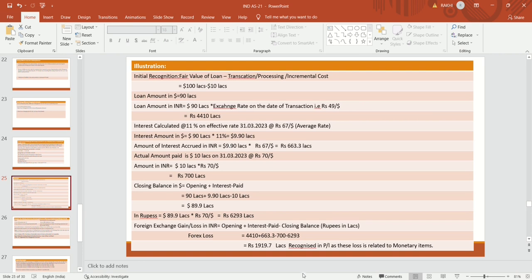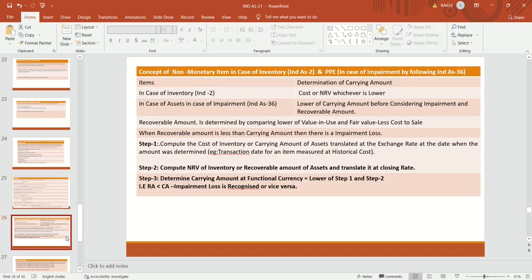Item loan is a monetary item, so it is to be charged to P&L directly. In case of a non-monetary item, we will see whether revaluation is done. In case of revaluation, it is to be charged to OCI, and in case of historical cost model, it is charged to P&L. The concept of non-monetary items applies to inventory, which is Ind AS 2, and property, plant and equipment, in case of impairment, following Ind AS 36.